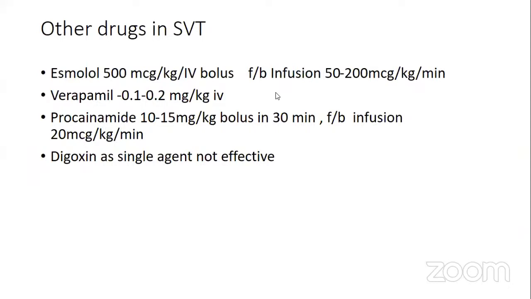Other drugs used in SVT: esmolol, which is 500 microgram per kg IV bolus, followed by infusion of 50 to 200 microgram per kg per minute. And other drugs are verapamil and procainamide. Procainamide is used 10 to 15 mg per kg bolus over 30 minutes, followed by infusion. Digoxin as a single agent is not effective. It is used as an adjuvant.